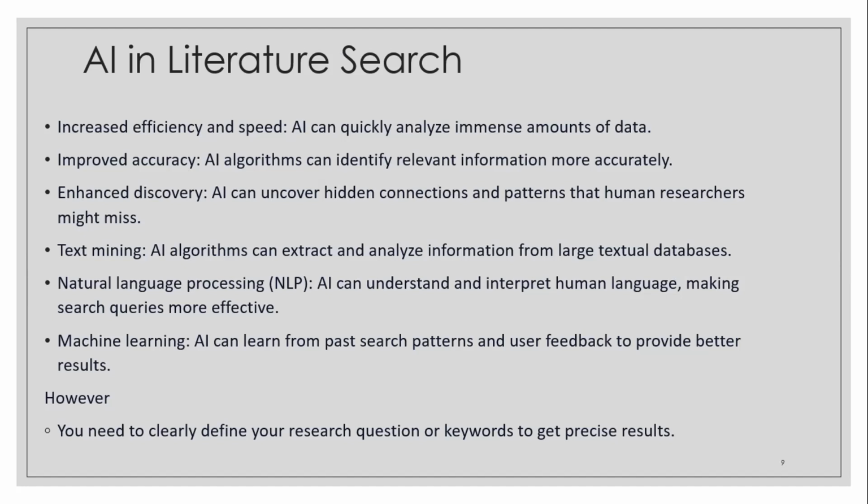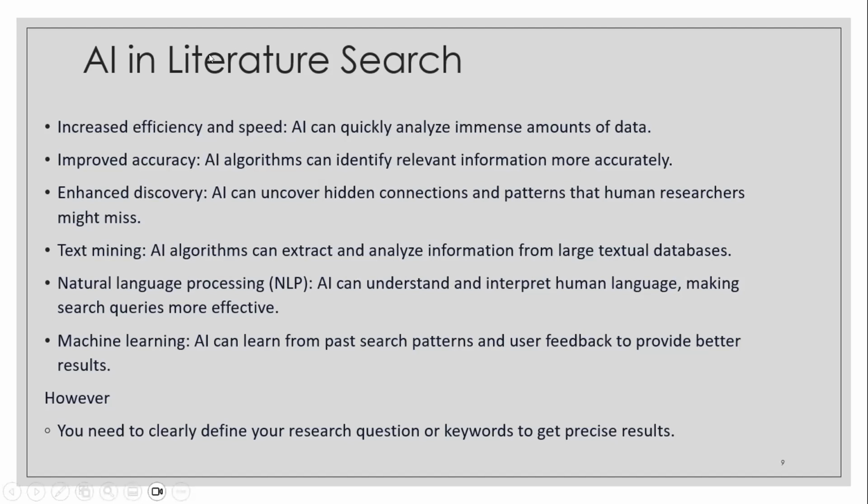Then it also helps us to improve the accuracy. The AI algorithms are more capable than a human brain. It will identify all the relevant information more accurately. Even for the AI, you can mention, I want the papers only from Scopus. Because if you go to Google Scholar and search for the keywords, it will give you all the papers from different sources. But if you tell the AI, I just want the papers from Scopus, it will give you only those from Scopus, or specifically from the Web of Science.